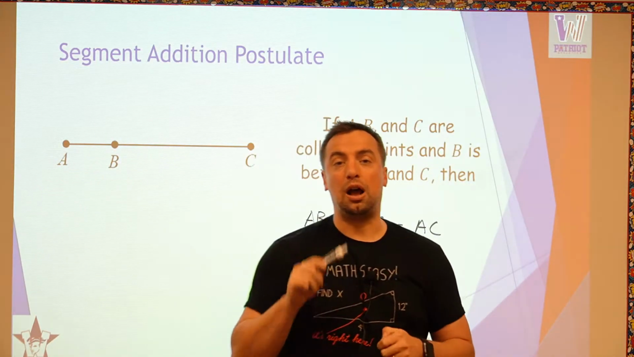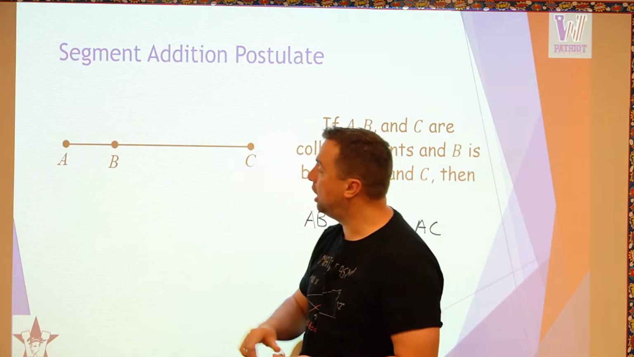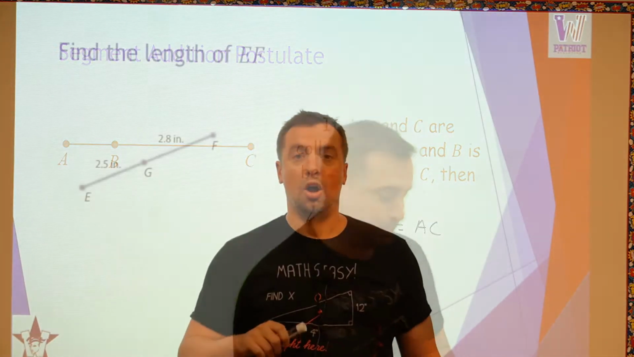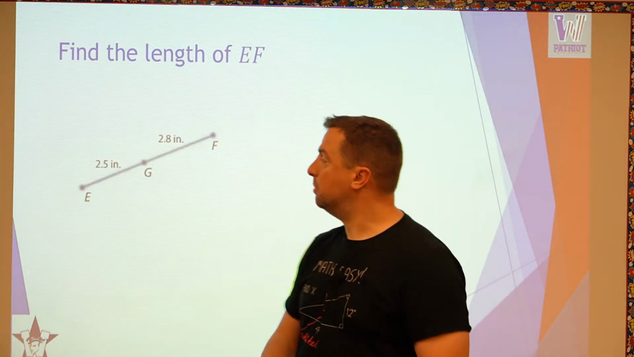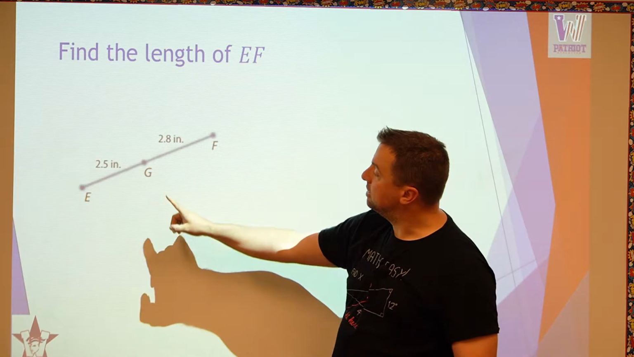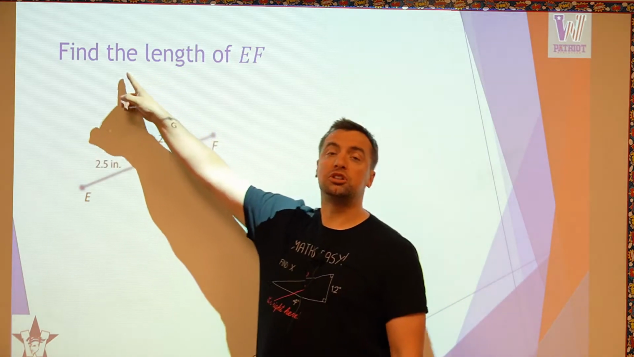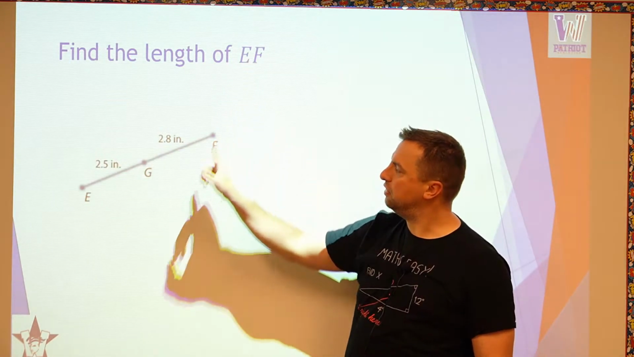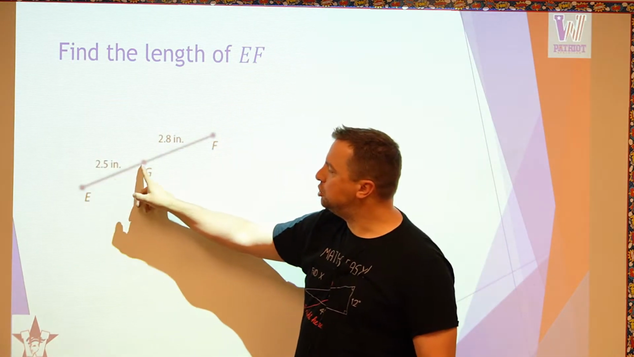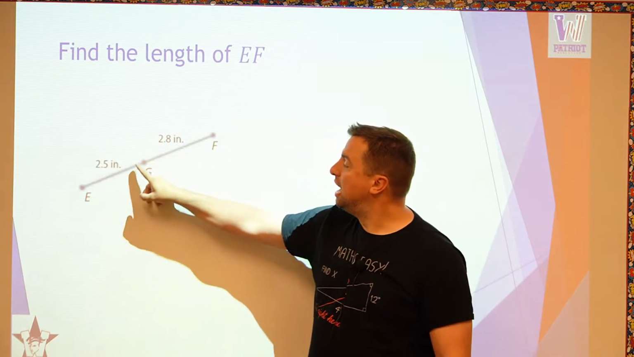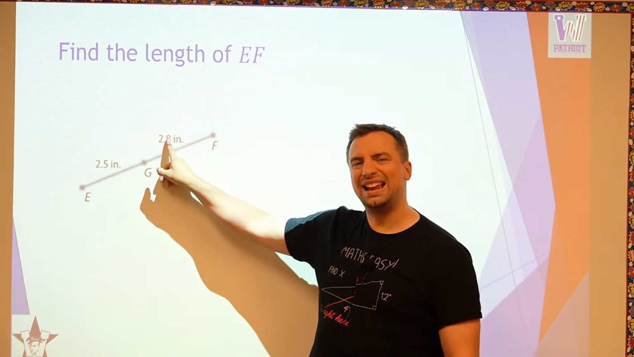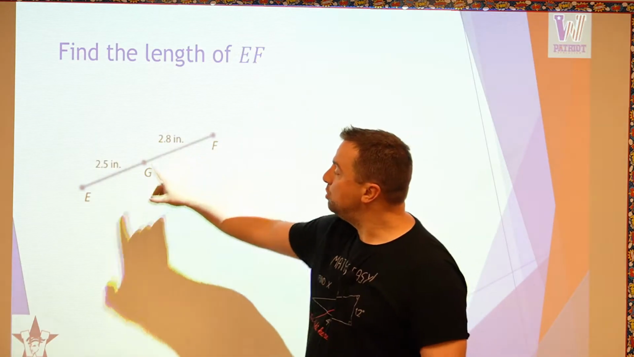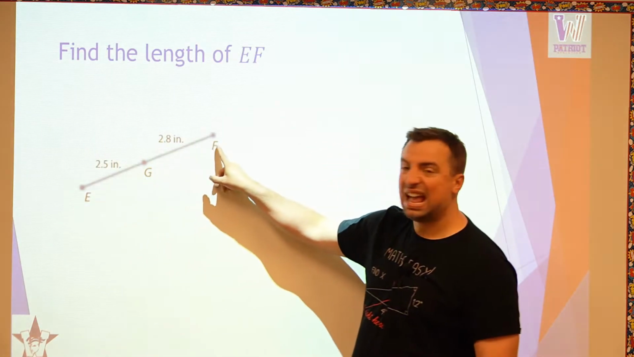Now let's take a look at how we actually use those rules in solving some problems. All right, here we go. Okay, here's our first problem. And here I have a segment EF. And the question is asking me to find the length of EF. So I know that from E to G is 2.5 inches. And from G to F is 2.8 inches. So how can I use the segment addition postulate to be able to find the length of EF?